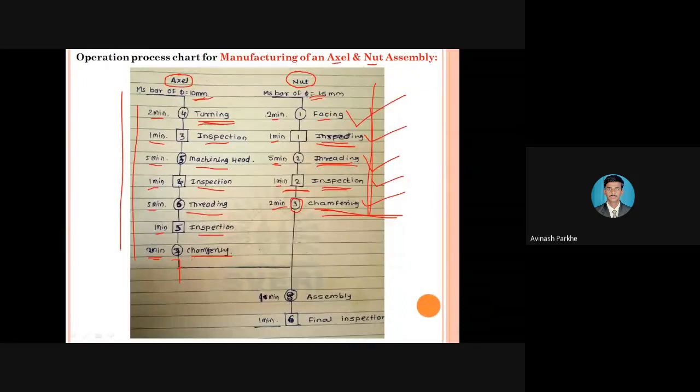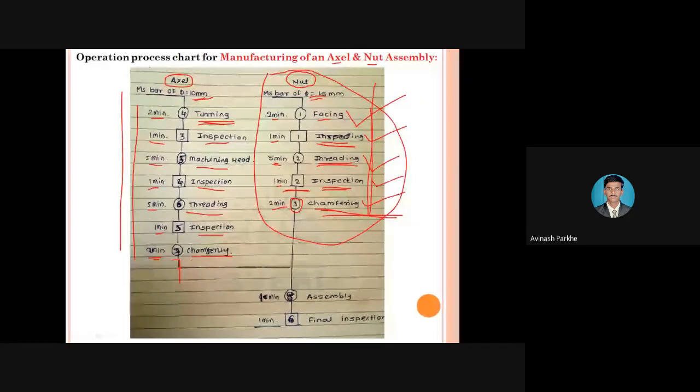In the case of an operation process chart, only the operations and the inspections can be represented. Storage, delay, and transportation will not be represented in this operation process chart, or outline process chart. So whatever this right chart is, it represents the manufacturing process of the nut and its inspection, and whatever this left chart is, it represents the manufacturing process of the axle and its inspection.